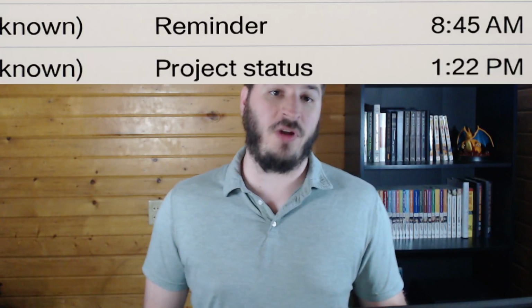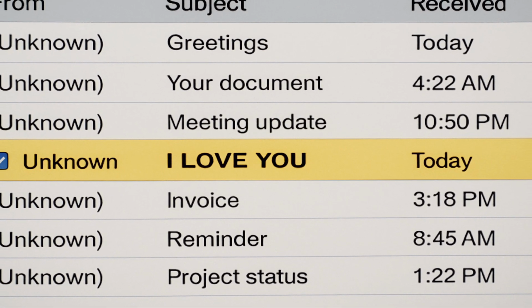Next, let's look at the ILOVEYOU virus. This was a fast-spreading email worm in 2000 that disguised itself as a love letter. Once opened, it overwrote files, spread to everyone in the victim's contact list, and caused billions of dollars in damage. This is a classic example of social engineering. The malware didn't need to break in. It was invited in by people who didn't know better.